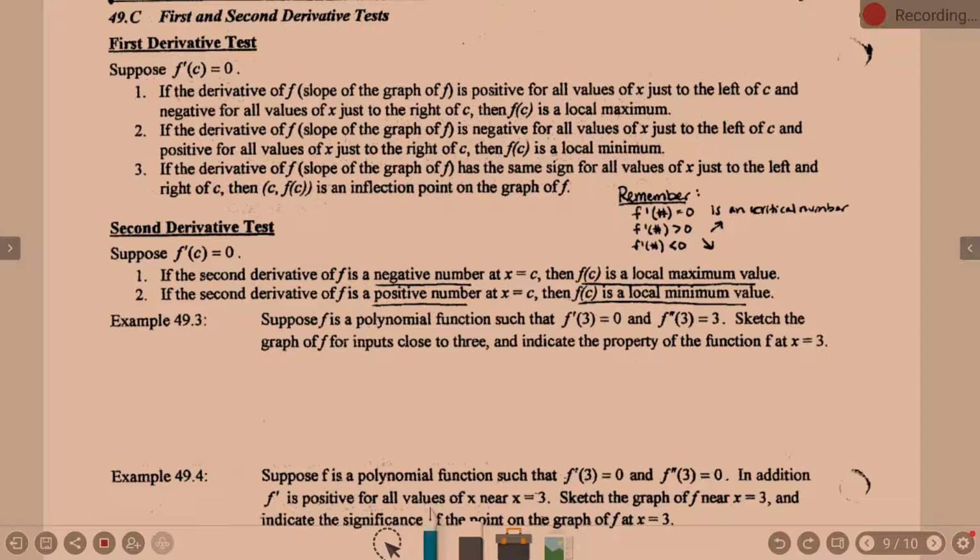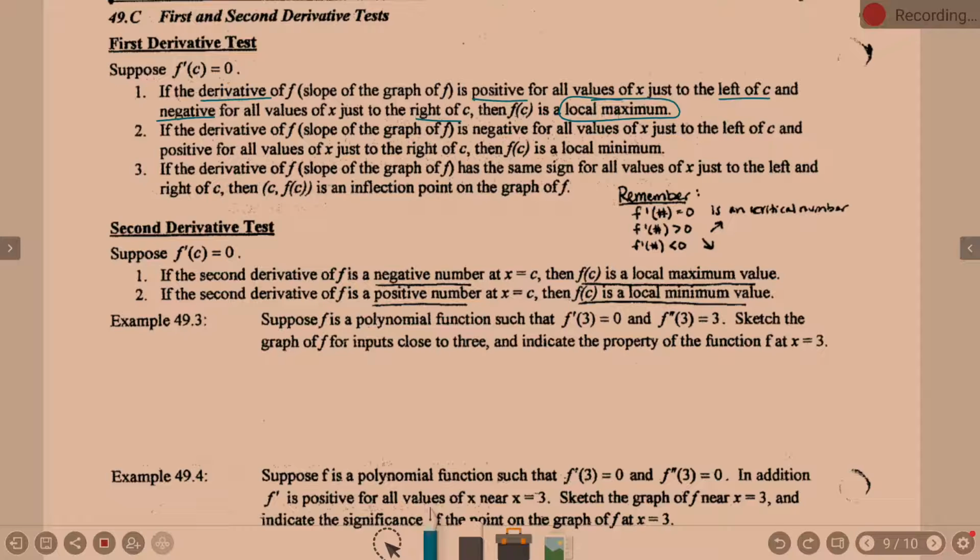If the derivative of f, so the slope of the graph of f, is positive for all values of x just to the left of the critical point C, and negative for all values of x just to the right of C, then f of C is a local maximum. So if the derivative is positive to the left of C and negative to the right of C, then we have a maximum on our hands.